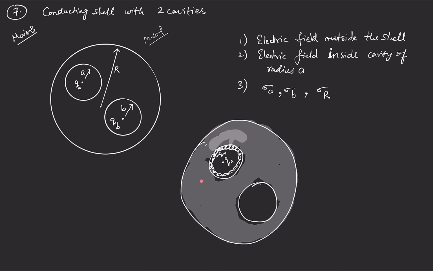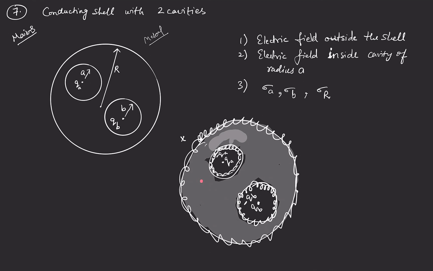Minus qa charge would be accumulated. Similarly on this surface here, by the same reason, minus qb charge would be accumulated. And since an extra minus charge has been accumulated, to balance that out, a positive charge would be accumulated on the outermost surface. So plus qa and plus qb charge would be uniformly distributed on the outer surface.